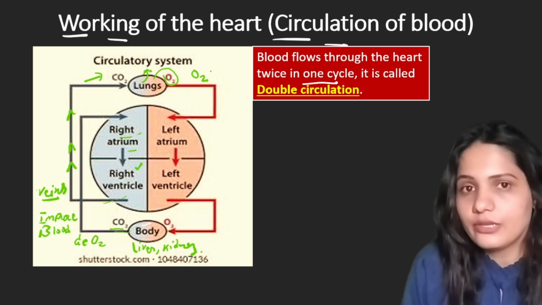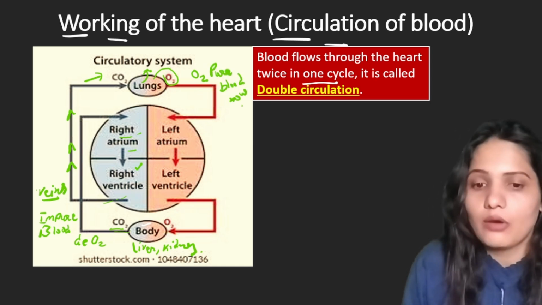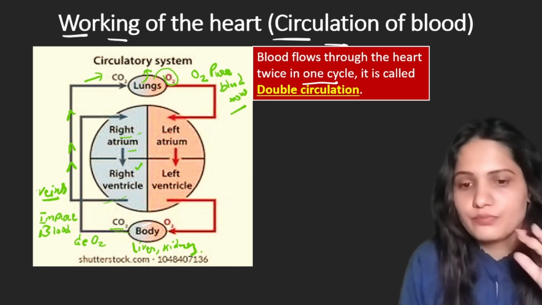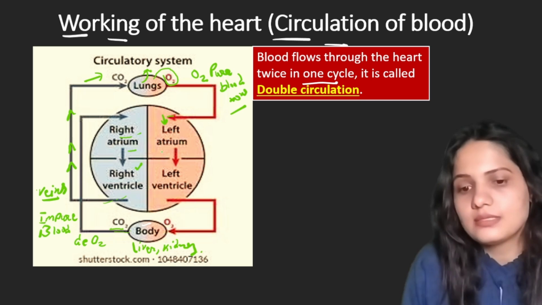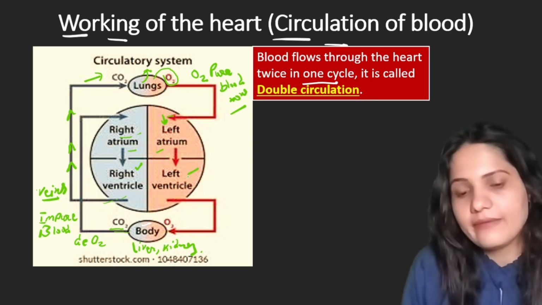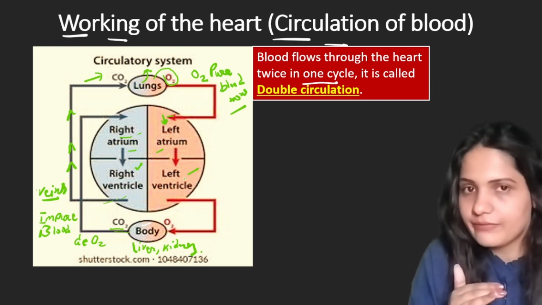This blood is pure blood now. Now this pure blood is transported back to the heart. First, this blood vessel opens into the left atrium. Once it enters the left atrium, it passes from the left atrium to the left ventricle.